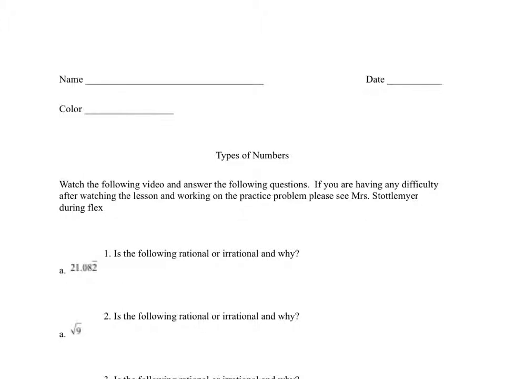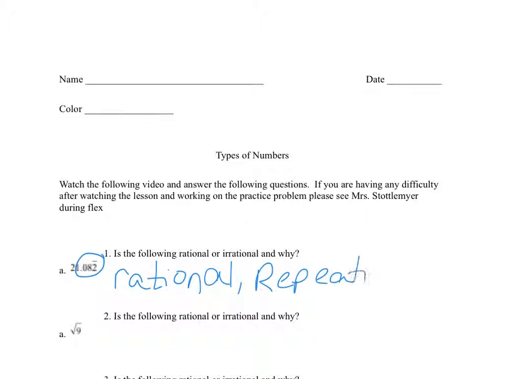So looking at the first one, all you're doing is telling me, is this rational or irrational, and why? We're going to break today's lesson up into 3 sections, and I'm going to do one of each type of problem, then give you a little bit of time to work, going back and forth. So the first one, you'll notice that it has that little bar above the 2. Because of that little bar, we know that that decimal repeats. Because that decimal repeats, we know that number is rational. Why do we know it's rational? Because it has a repeating decimal.